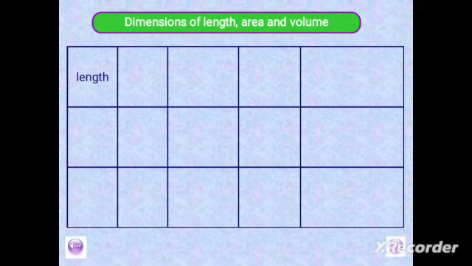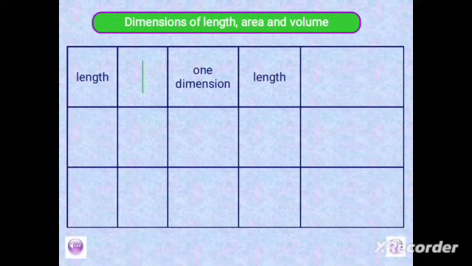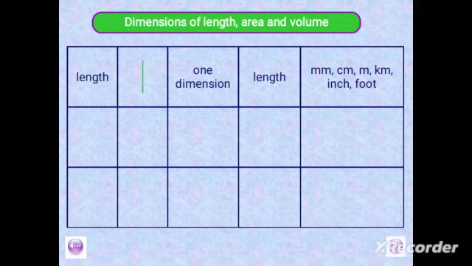Now, starting with dimensions of length, area and volume, we can say that length is represented by a line, and that means it is one dimension because we can only have the length. That is what we can measure. It is stated in the following units: millimeters, centimeters, meters, kilometers, inch and foot.